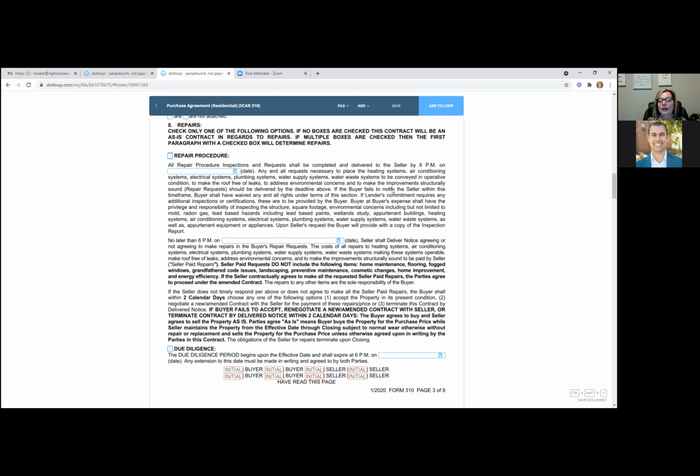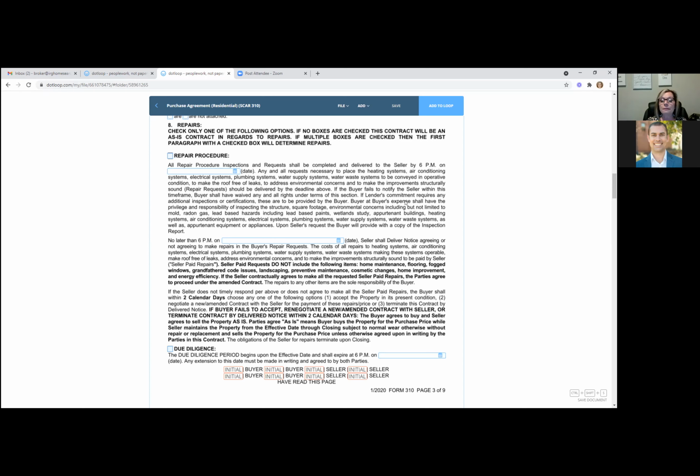If the buyer fails to notify the seller within this time frame, the buyer shall have waived any rights under terms of this section. So you, as the buyer representative, you have to make sure that you have your dates documented on your phone, on your Google Calendar, everywhere, so that you know never to let that time period lapse before you respond. Otherwise, what you have just done is you've laid any problems with that inspection report in your buyer's lap. It's no longer the seller's responsibility. That's not going to go over well.